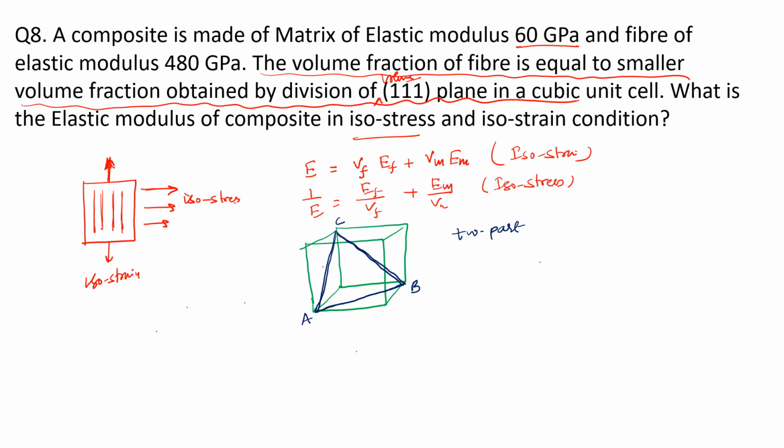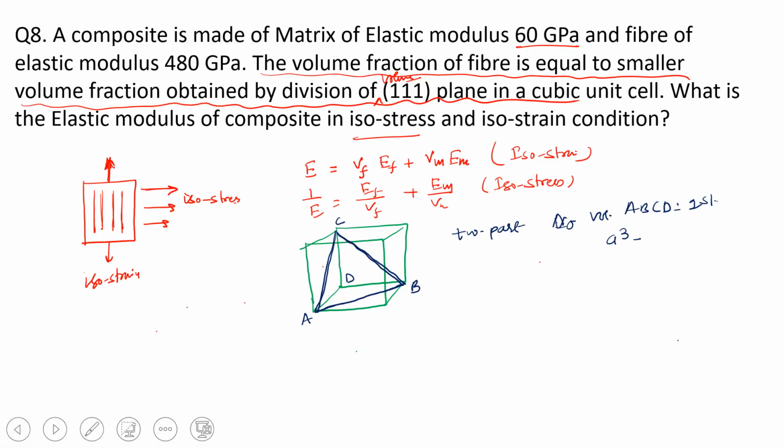Suppose this is ABCD here. So this volume of ABCD is the first volume, and the rest is the cube minus this volume of ABCD. If you suppose the edge length is A, right? So what is the volume which is divided by this one? Can we find the volume of this ABCD? So what is the shape of this ABCD?